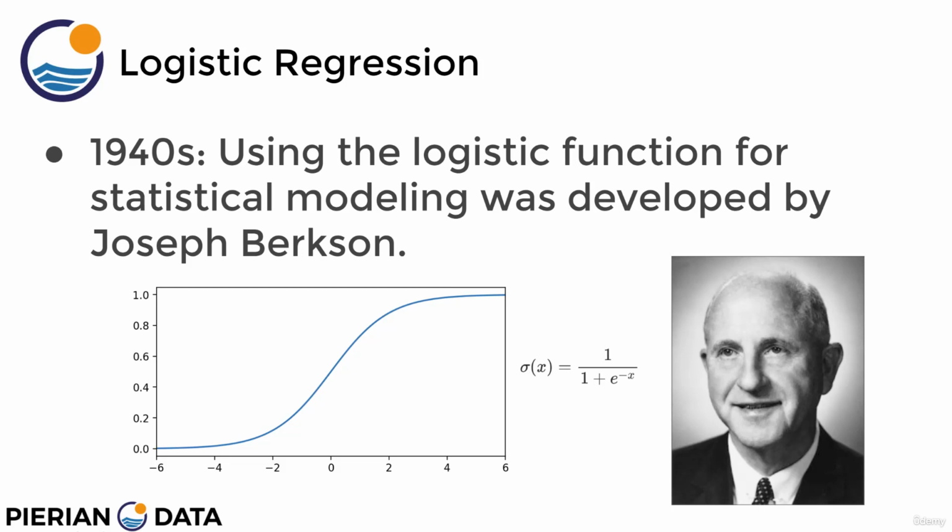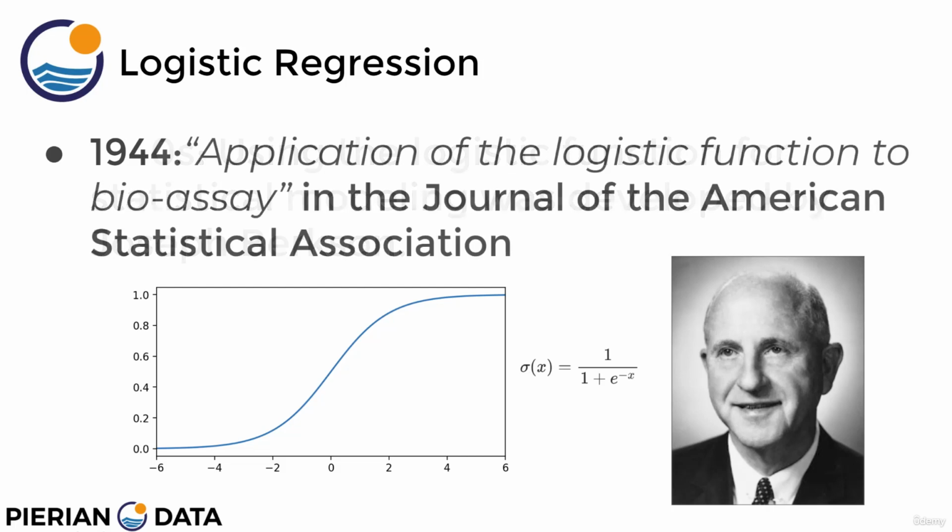Then, moving on into the 1940s, the logistic function was used for statistical modeling, and this is where we actually begin to develop logistic regression. So moving beyond just the logistic function itself, Joseph Berkson actually began to develop the statistical model that we know as logistic regression today, while it was able to take in more than just a single feature. And in 1944, he published the application of the logistic function to bioassay in the Journal of the American Statistical Association, which is generally referred to as kind of the first major publication showing the application of logistic function for the purposes of a statistical model, eventually known as logistic regression.